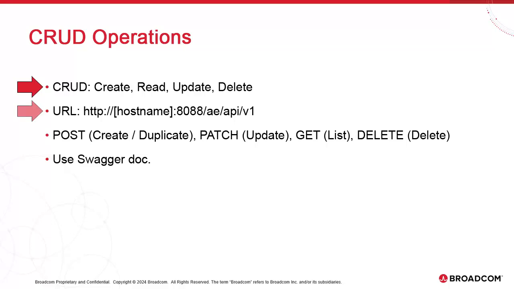The URL hasn't changed. The default port is 8088, and the API is accessible via /AE/API/v1. We use standard methods: post to create, duplicate and import, patch to update, get to list, and delete to delete. Automic objects have many data points.